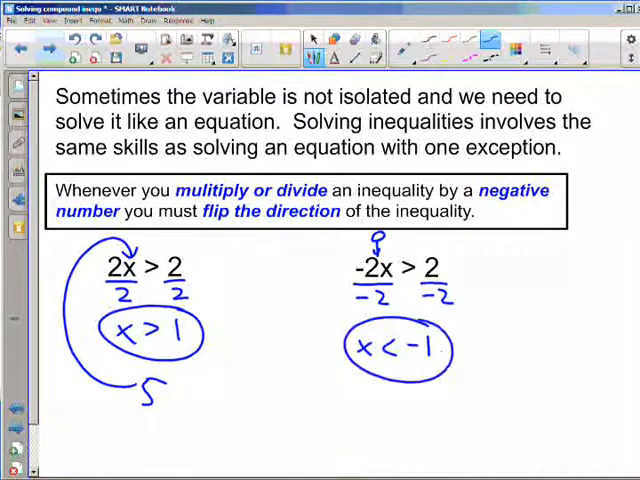So in this case, x is less than -1 would include values like, let's say, -2. If you plug in a -2 here, -2 times -2 is +4, and sure enough, 4 is greater than 2. So whenever you're solving an inequality with a negative coefficient, or a negative being multiplied or divided to solve, you must flip the direction of the inequality.